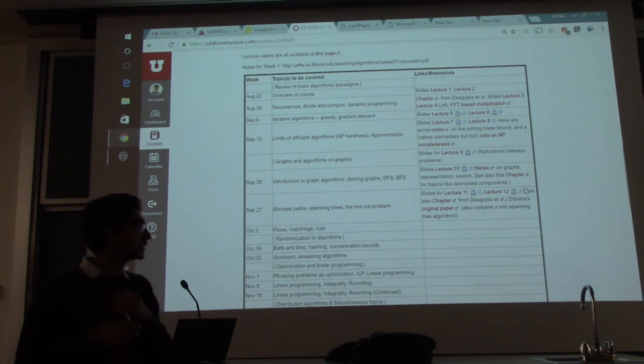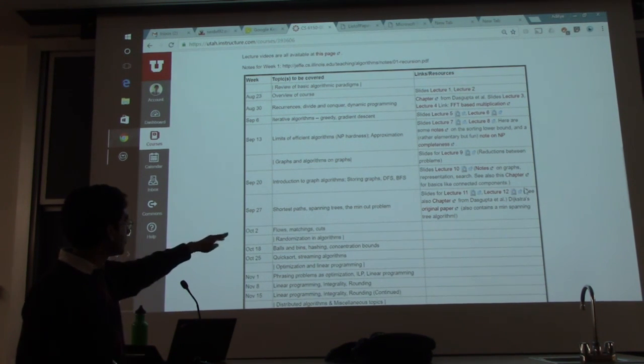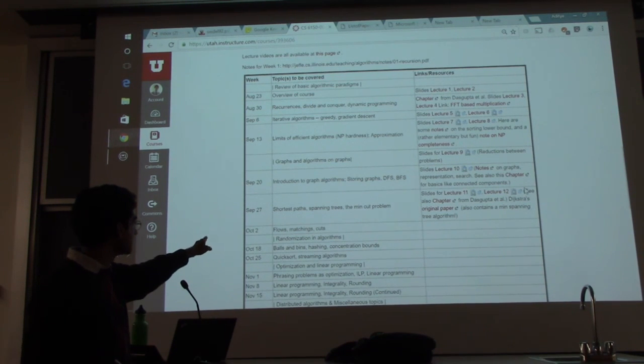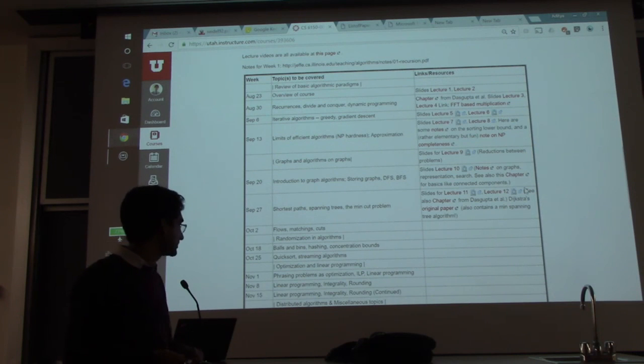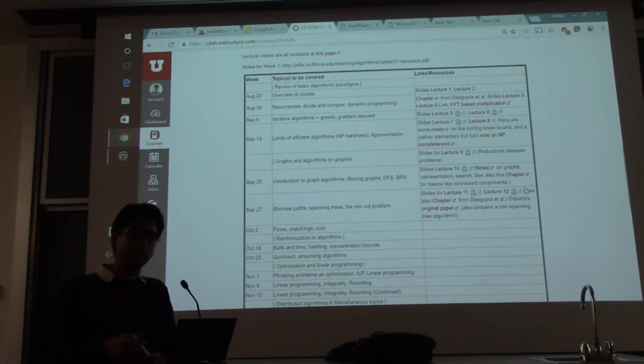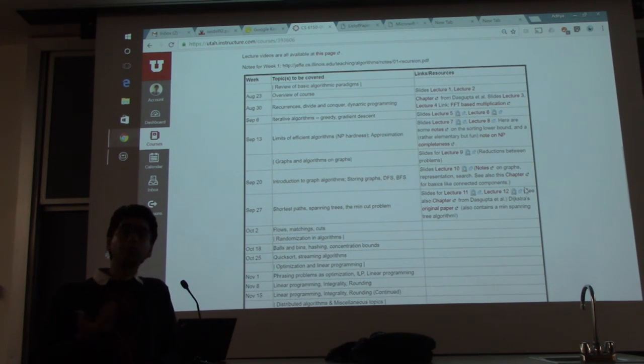Going forward, I'll have to change this a little bit. We'll have one more week of flows, matchings, and cuts. Then we'll go into randomization, and that's actually the cool stuff. Most of these topics are as fundamental as the other things, and they are also more broadly applicable to things that you will face, I think.